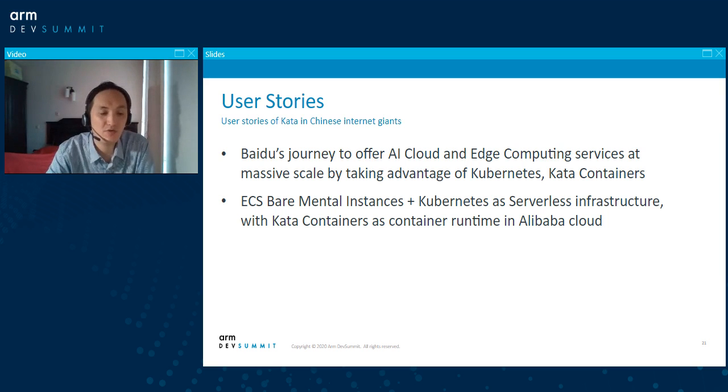This is the user stories of Kata Container in Chinese internet giants. Firstly, Baidu, a dominant Chinese search engine operator. Its AI cloud is a complex network with huge amounts of traffic and complicated deployment scenarios. The peak traffic, especially, is about 1 billion page views per day and 50,000 containers for a single tenant. Baidu chose to use Kata containers after doing extensive research on secure container technologies and determined that Kata container is a highly secure and practical container technology.